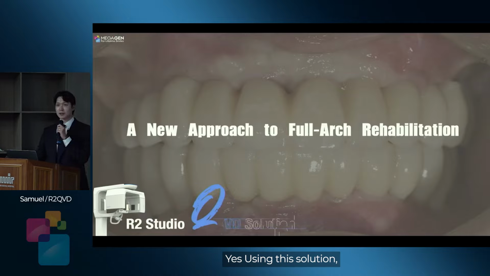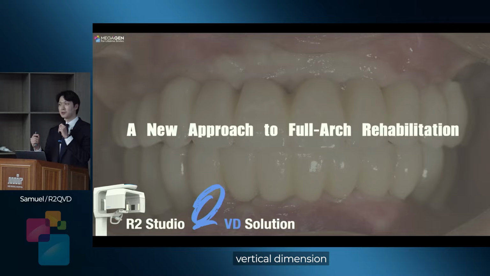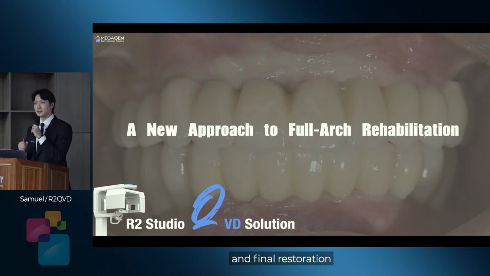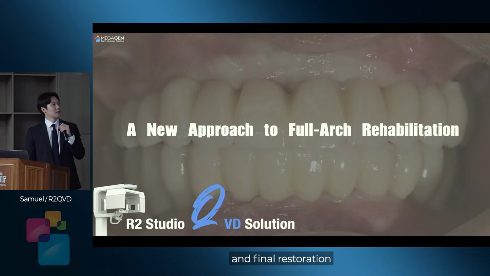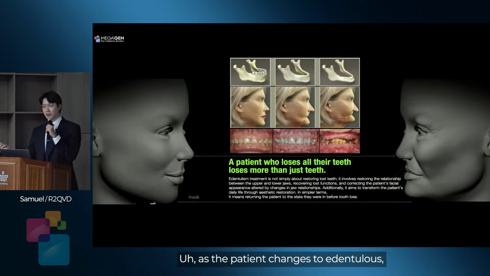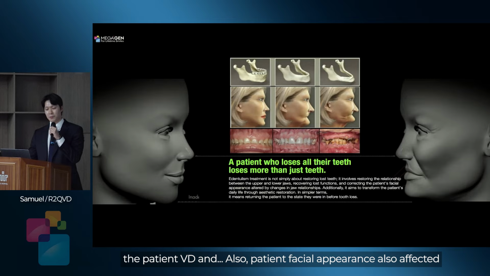Using this solution, I will explain in detail how Dr. Park recovered the patient's vertical dimension and occlusion plane through both provisional and final restoration. It's the basic way. When a patient becomes edentulous and bone resorption occurs, the patient's vertical dimension and facial appearance are also affected.